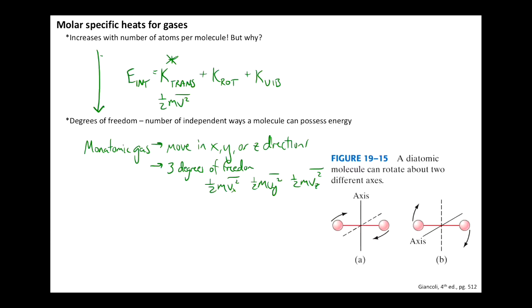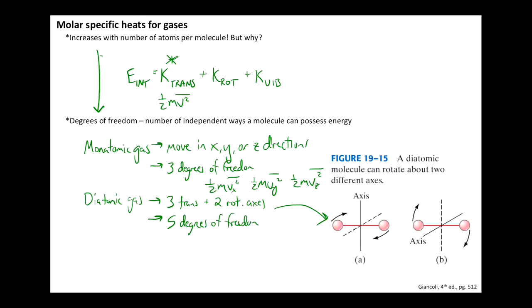It turns out that if we step that up just a little bit and went to diatomic, it has the same 3 translational directions plus 2 possible rotational axes. And you can see these illustrated there below. 2 different rotational axes. So for diatomic, we have 5 degrees of freedom.